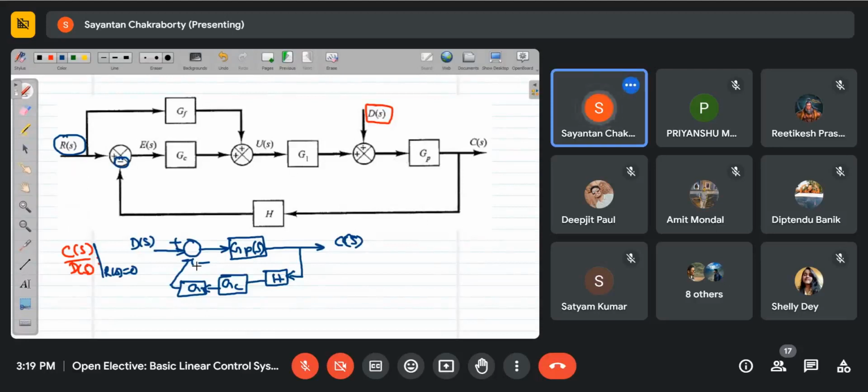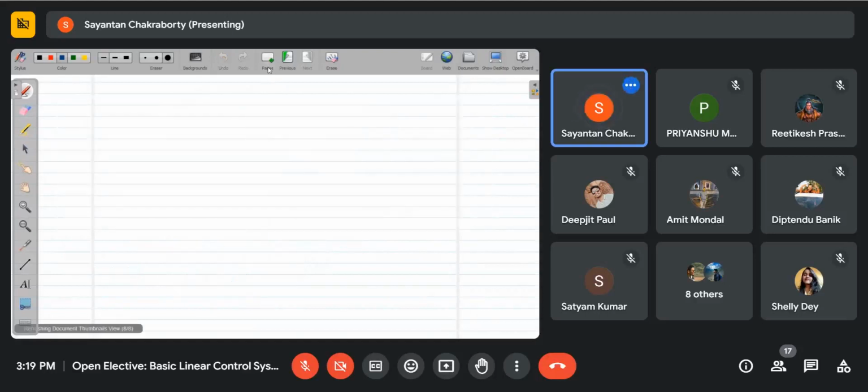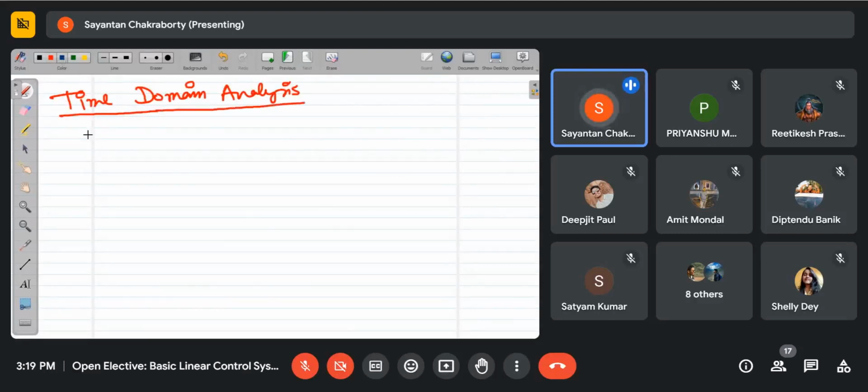So with this, I'll conclude the discussion on the block diagram. Now we shall proceed to the next part, that is a very important part, that is your time domain analysis. And time domain analysis is mainly time response.